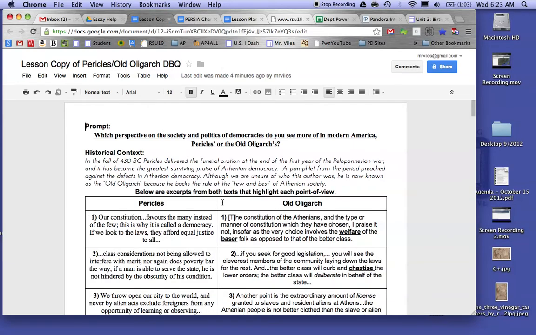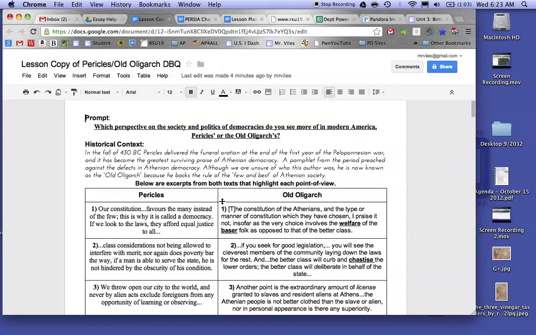Now, this is your DBQ today. The first thing you want to do when you get an essay like this is, of course, read the prompt. What are we writing about? Which perspective on the society and politics of democracies do you see more of in modern America? Pericles or the old oligarchs?